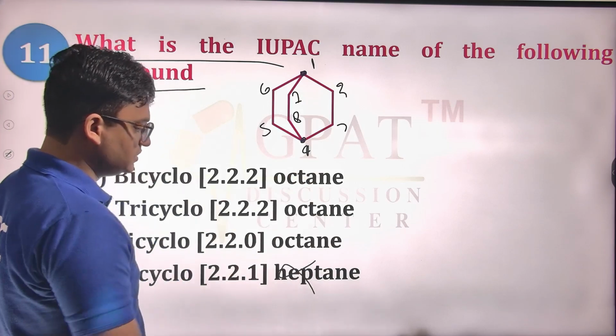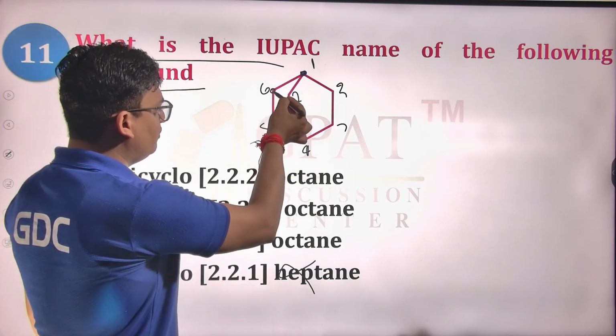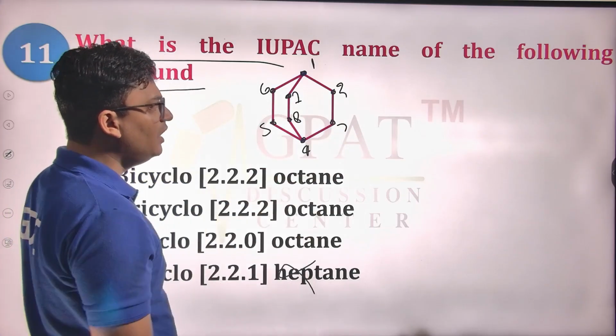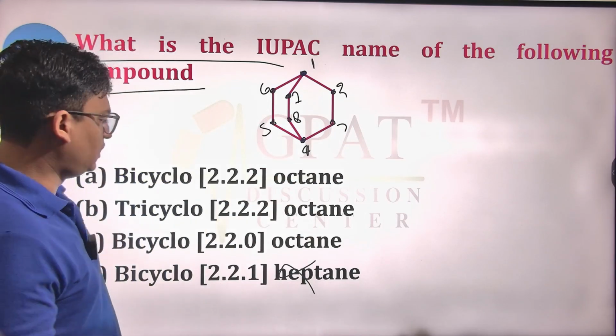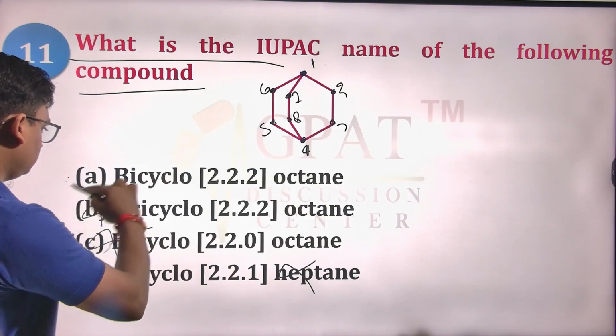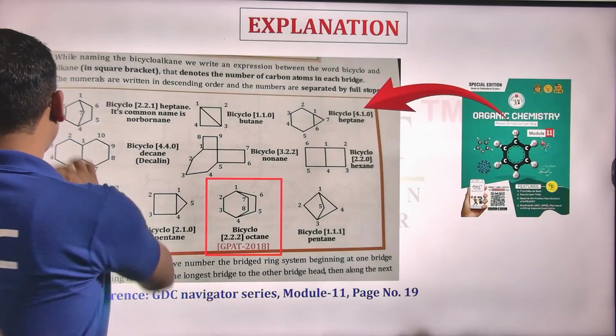Okay, so this is wrong. Bicyclo 2, 2, 2. Each of the chains is having 2 carbons: 1, 2, 1, 2 and 1, 2. So bicyclo 2, 2, 2 octane. This is wrong. Bicyclo 2, 2, 2 octane will be the right answer again.